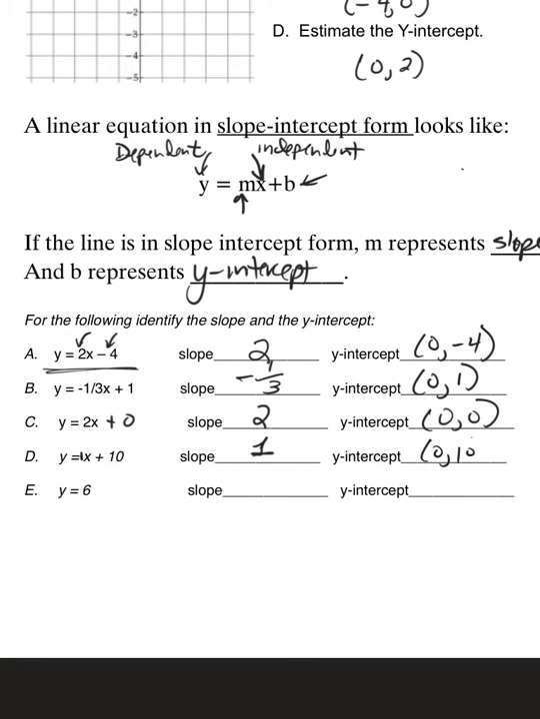and the y-intercept is (0, 10). And for E, we don't have an x on there, so I could rewrite this as 0 times x plus 6, meaning the slope is 0 and the y-intercept is (0, 6). Remember, when you have a 0 slope, if you're drawing the line, it just looks like a flat horizontal line. That is what a 0 slope looks like.